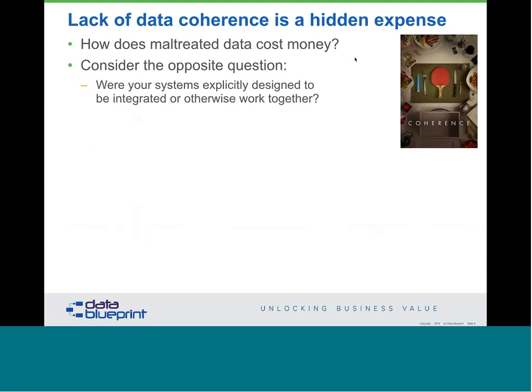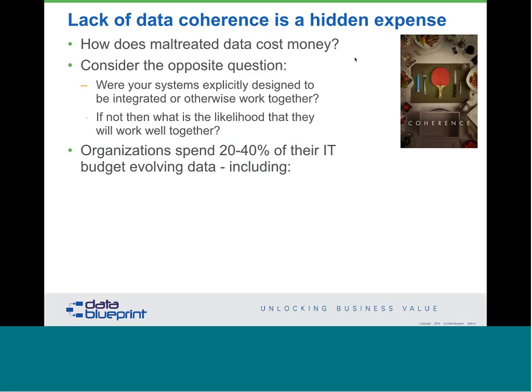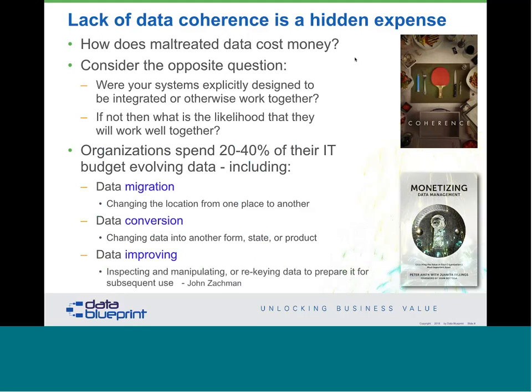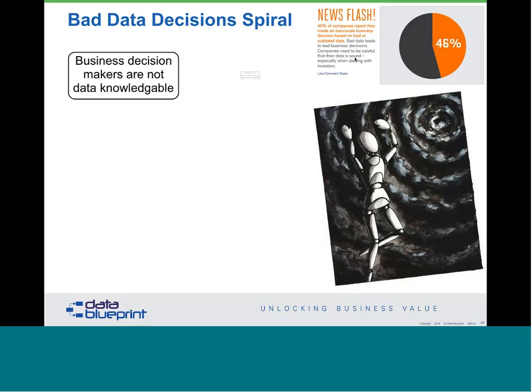If you have to think about it again, think about the opposite question. Were your systems explicitly designed to be integrated or otherwise work together? And if you're anything other than an integrated software package or an ERP, the answer is they probably weren't designed to work together from the bottom up, and consequently there's a problem. So what's the likelihood that they would happen to work together? Well, good luck on that. So there's our 20 to 40% figure saying that data conversion, improvement, evolution are costing lots of organizations lots of money.